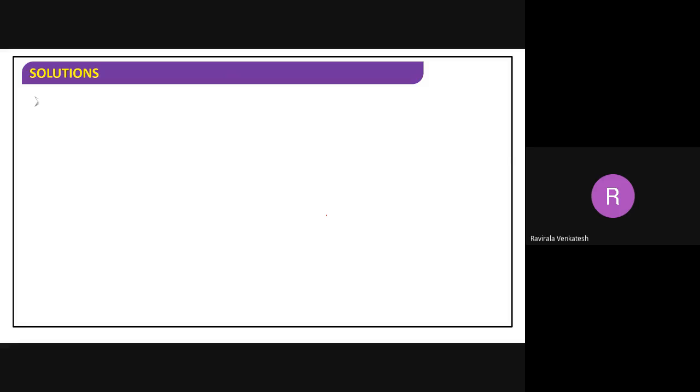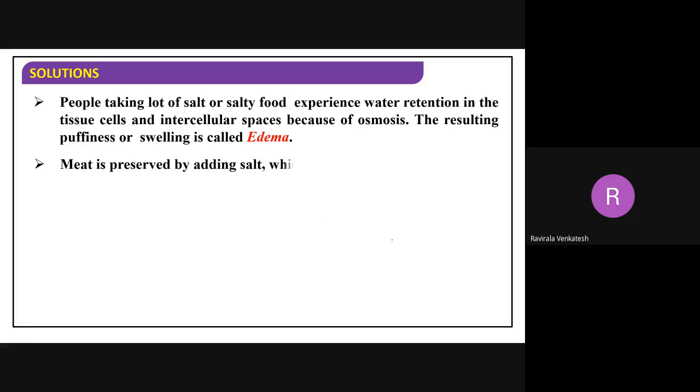Okay. People who take a lot of salty food experience water retention in the tissue cells and intercellular space because of osmosis. The resulting puffiness or swelling is called edema.